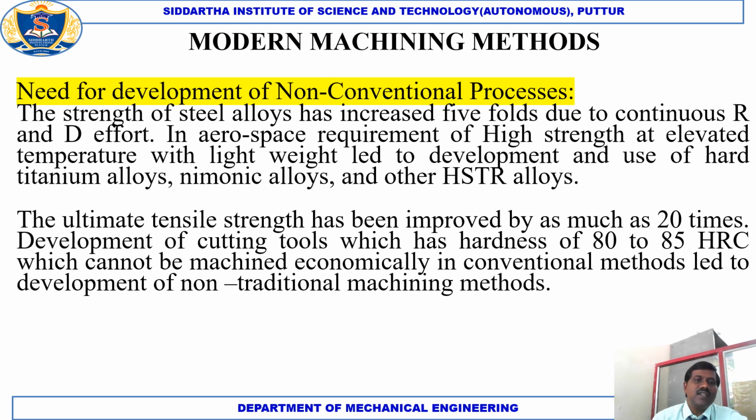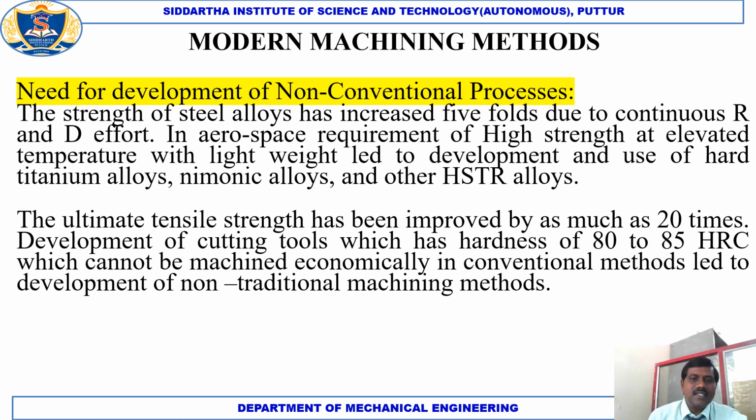In that condition, whatever materials they developed for these aerospace requirements are not possible to cut by conventional machining processes because of the elevated temperatures and high strength. These high strength at elevated temperatures, lightweight materials cannot be cut by conventional machining, and there is a need to develop advanced machining processes to machine titanium alloys, nimonic alloys, and other high strength temperature resistant alloys.